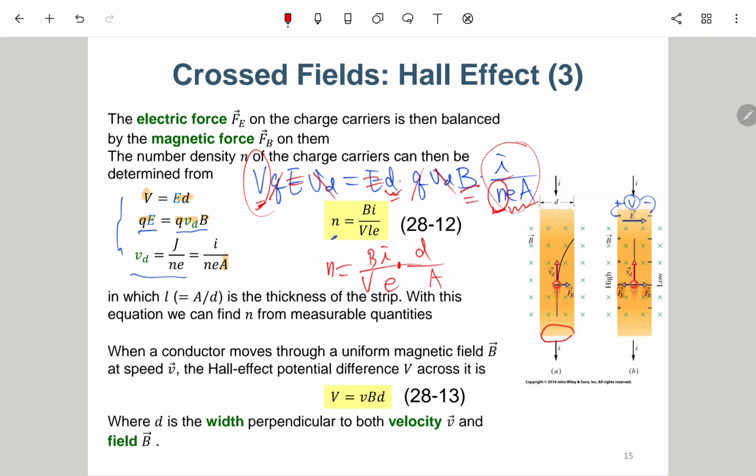We suppose the cross-section is circular, a cylindrical wire, or maybe a rectangular one. Okay, so the width is D, and then this is L. Actually the L here is A over D, which is the thickness of the strip.